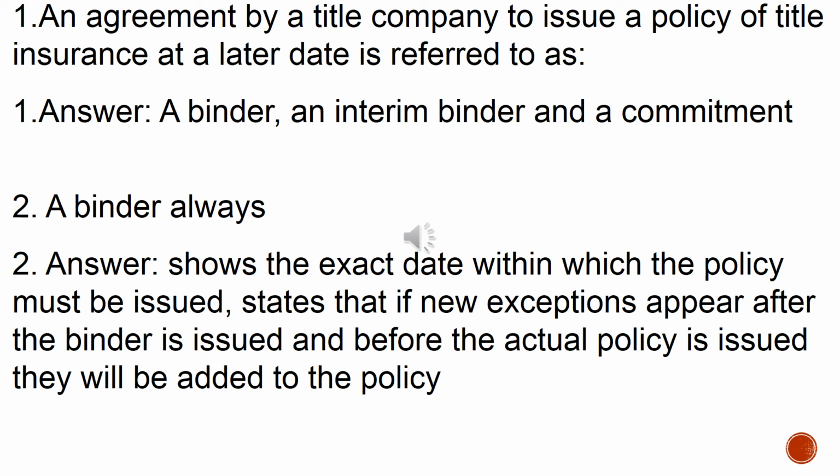Question number 1. An agreement by the title company to issue a policy of title insurance at a later date is referred to as answer, a binder, an interim binder, and a commitment. Question number 2. A binder always answer, shows the exact date within which the policy must be issued, states that if the new exceptions appear after the binder is issued, and before the actual policy is issued, they will be added to the policy.